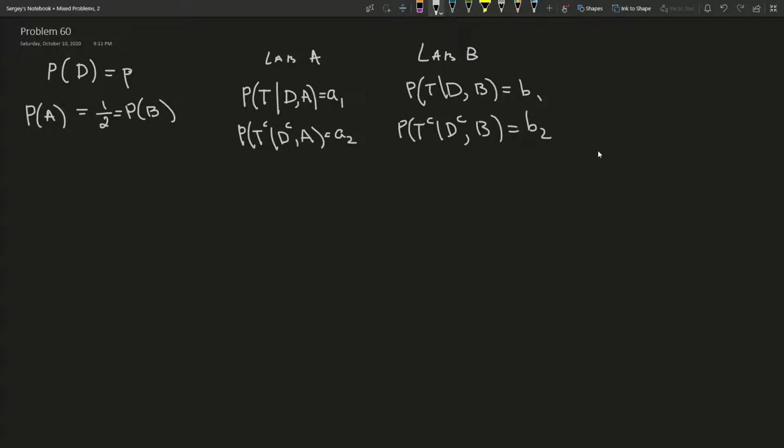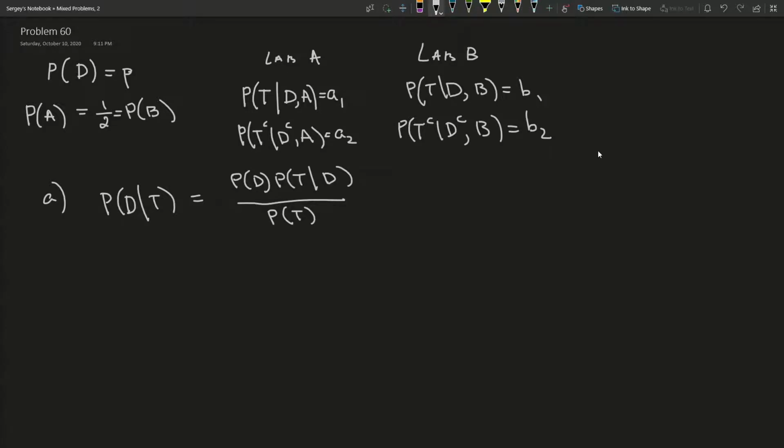So we would like, in part A of the problem, to find the probability that the patient has the disease, given that they've tested positive. We're going to use Bayes rule and the law of total probability to solve this. So we have the prior probability of the patient having the disease times the likelihood of testing positive given that they have the disease, over the probability of testing positive.